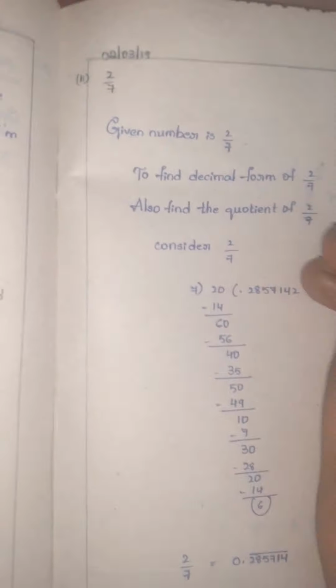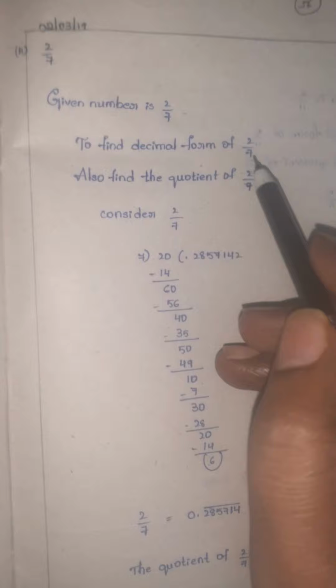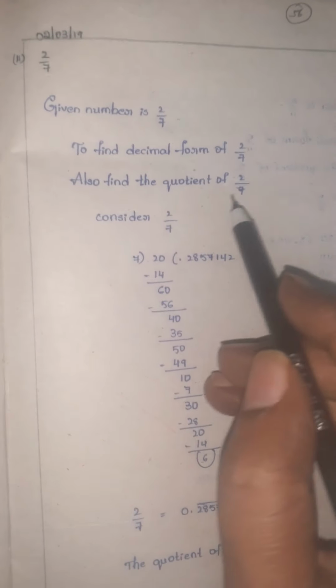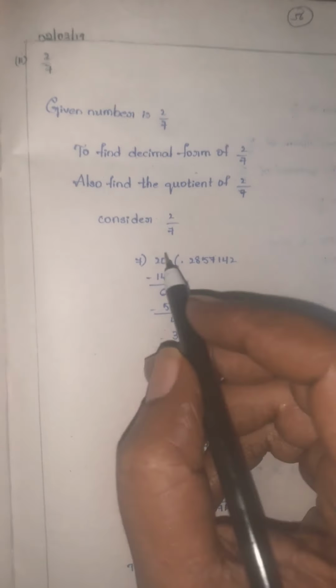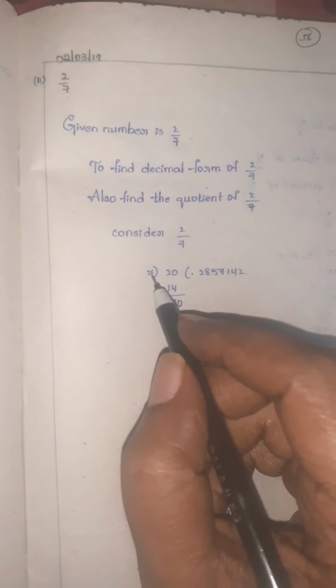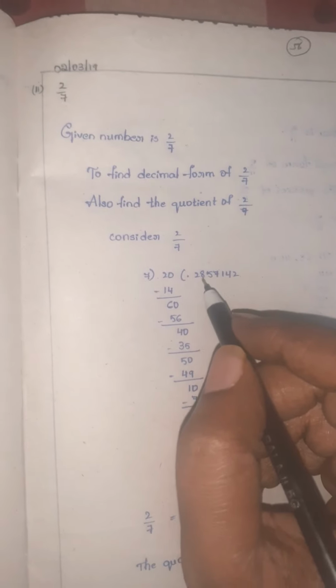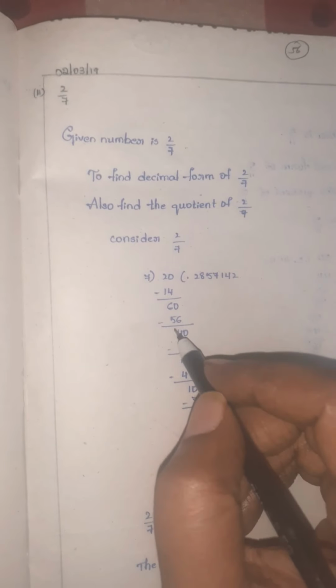Next, 2 by 7. The given number is 2 by 7. It is asking to find the decimal form of 2 by 7, also find the quotient of 2 by 7. So consider 2 by 7. So 20. Here 7 2s are 14. 20 minus 14 is 6. Again 0. 7 8s are 56.